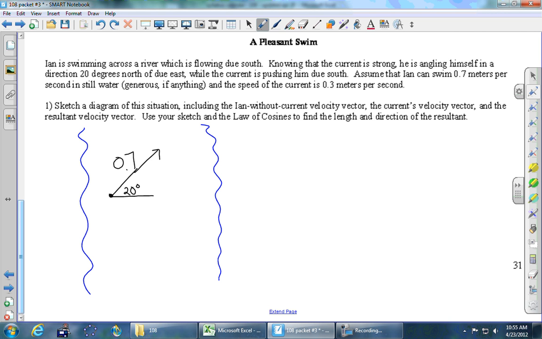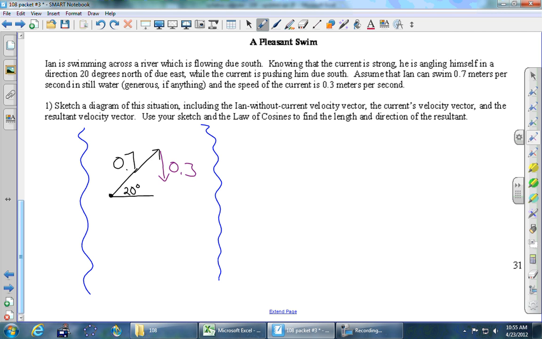And then what is the current doing? It's 0.3 which way? Straight south. So remember the tail to head business? At the end of my vector, you're going to put the current, which is always pushing me straight south. And you want to try to draw it roughly to scale. It's supposed to be a 0.3, which is maybe around half of the length of the vector we just drew. So we'll draw the current going straight south, about half.